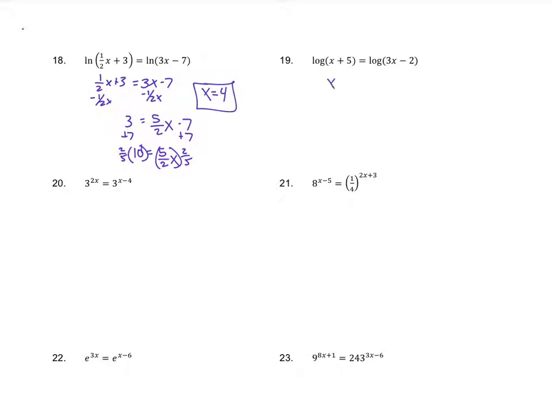Number 19 is similar. Both have log base 10, so x plus 5 equals 3x minus 2. Add 2. X plus 7 equals 3x. Sorry, we're going to subtract x. Got ahead of myself there. And then divide by 2. X equals 7 halves.